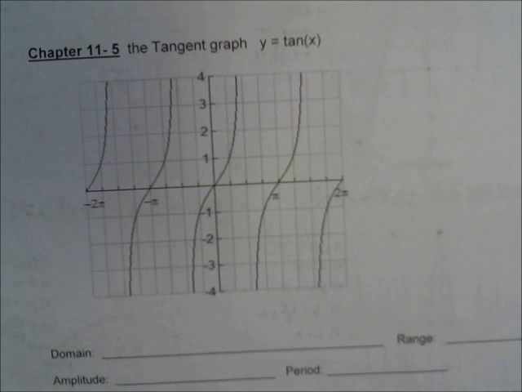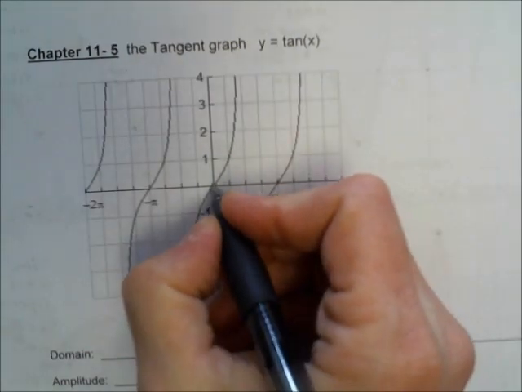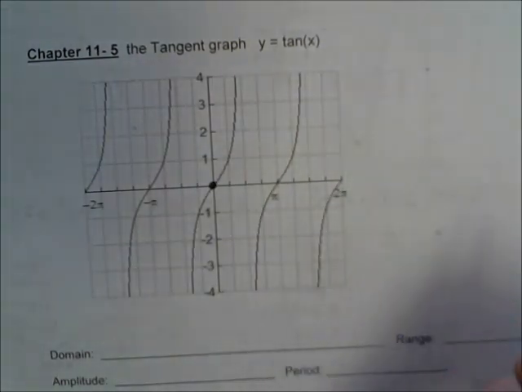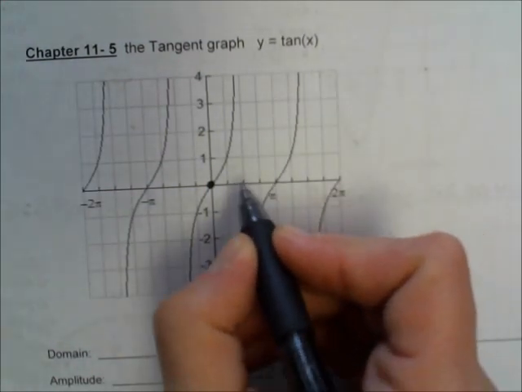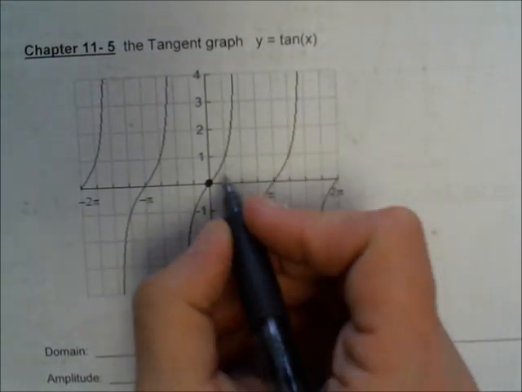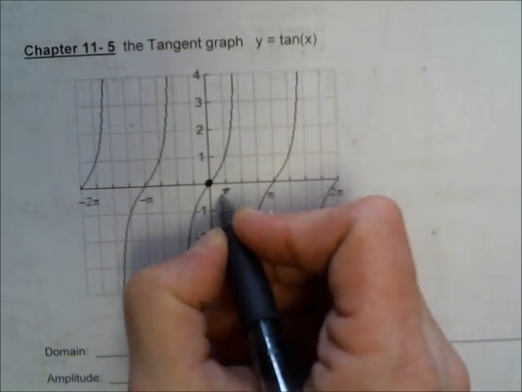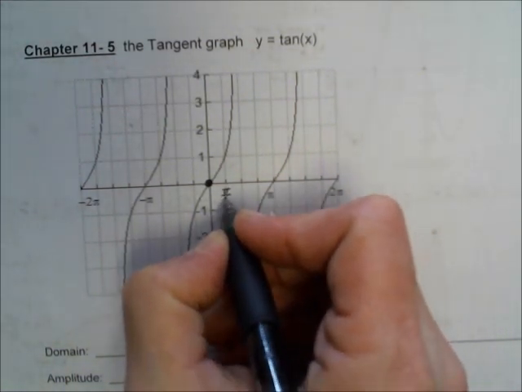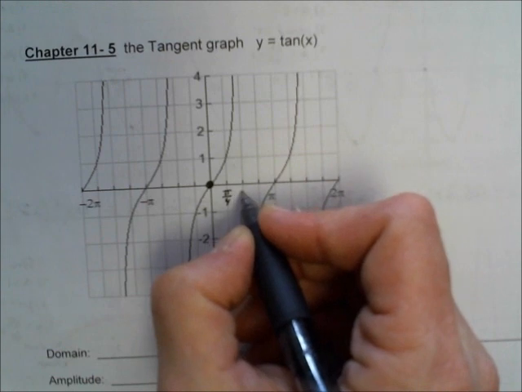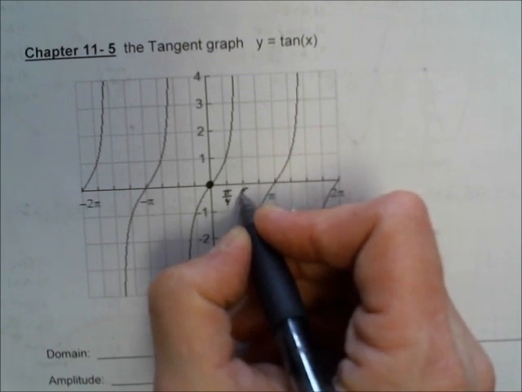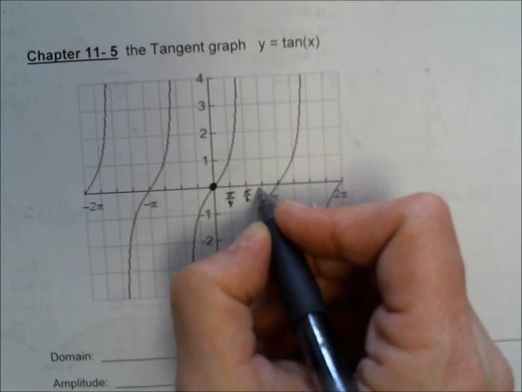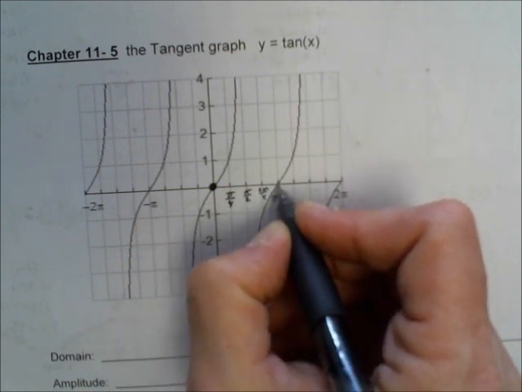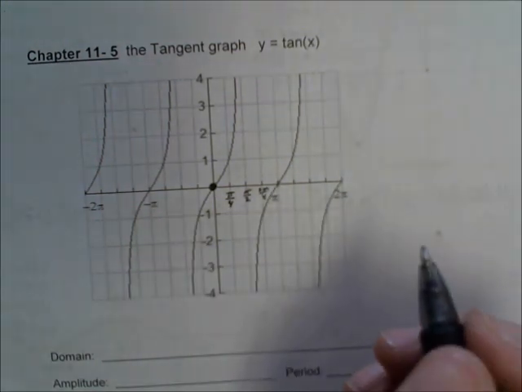Now there are important points on the tangent curve. It starts at 0, 0. And here again we've got pi out 1, 2, 3, 4 tick marks. So this first one is 1 pi over 4. And this is 2 pi over 4, which is pi over 2. This one is 3 pi over 4. And then this is just plain old pi.